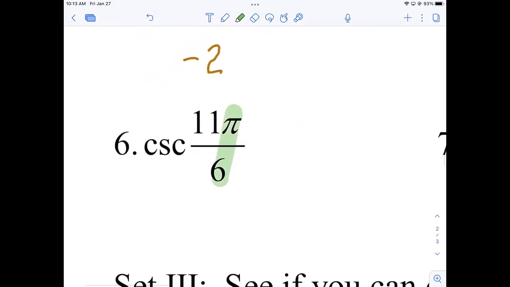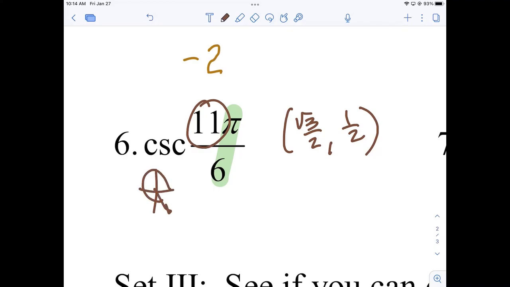11 pi 6. This is going to be square root of 3 halves, 1/2. It's another pi 6. 11 is bigger than 1 by a lot, so that's quadrant 4 more than likely. Yeah, it's quadrant 4. That's positive, negative. We want the cosecant. The cosecant is the reciprocal of y, and that's an easy one. The reciprocal of negative 1/2 is negative 2.